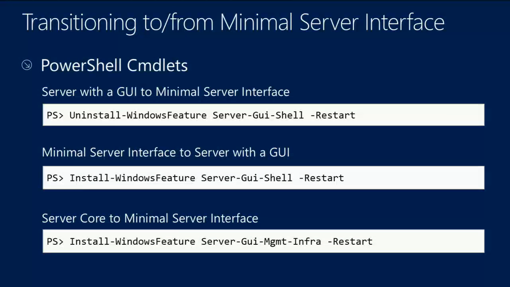Transitioning to and from minimal server interface, so this is just giving a reference point for the actual features which we're talking about here. So the difference between server with a GUI and minimal server interface is the feature called server GUI shell. Okay, so removing that, adding it, will take you either way down that thing. And then the difference between server core and minimal server interface is the feature server GUI management infrastructure. And you can think about that as a feature pack containing all of the management tools.